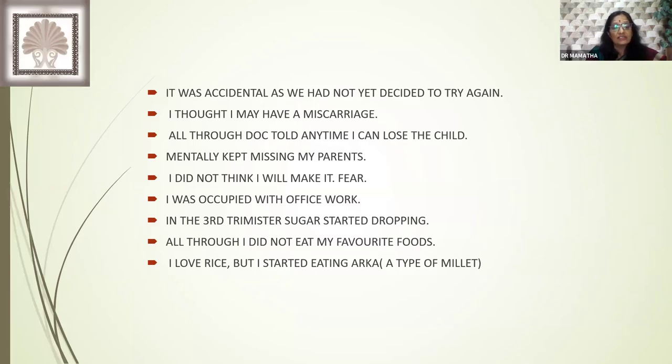In the third trimester, sugar started dropping. All through she had very high blood sugar and she did not eat her favorite foods. I did not eat my favorite foods in the pregnancy. I love rice, but I started eating arka. It's a type of millet that is used by many diabetics in order to control sugar.